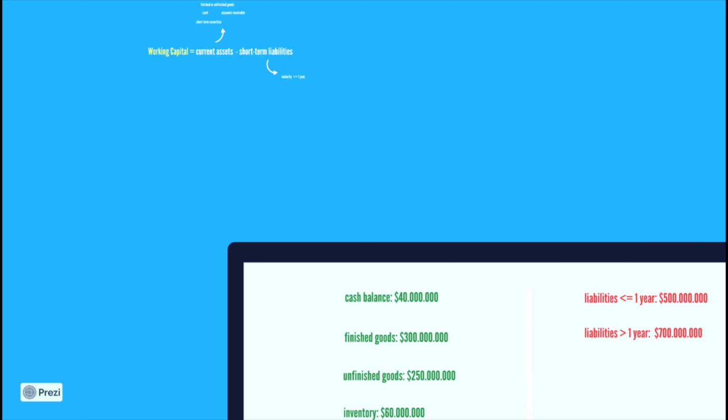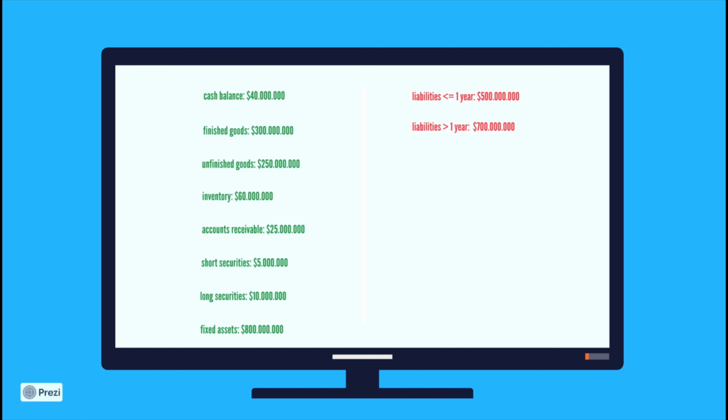We have been tasked with calculating the working capital for a car manufacturer. For this, the accounting department has provided us with the following values. The cash balance is $40 million, the finished goods amount to $300 million, while the unfinished goods are $250 million. Additionally, the company holds inventory worth $60 million. Accounts receivable amount to $25 million.